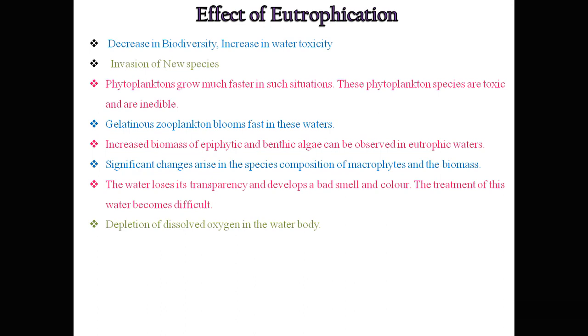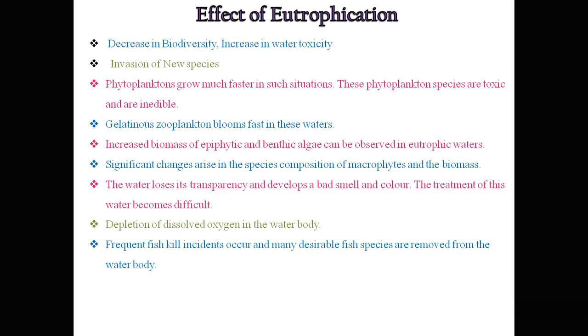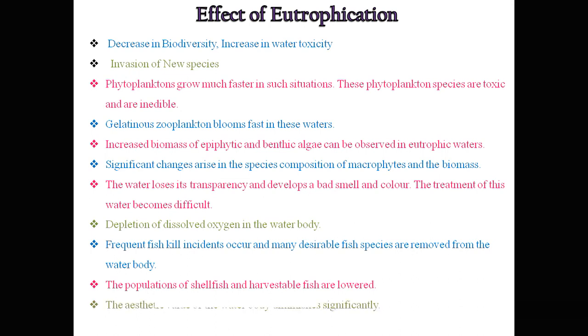There is depletion of dissolved oxygen in the water body due to eutrophication, and frequent fish kill incidents occur, and many desirable fish species are removed from the water body. The population of shellfish and harvestable fish is lowered due to eutrophication. The most important thing is that the aesthetic value of the water body also diminishes significantly. So all these are the effects of eutrophication.